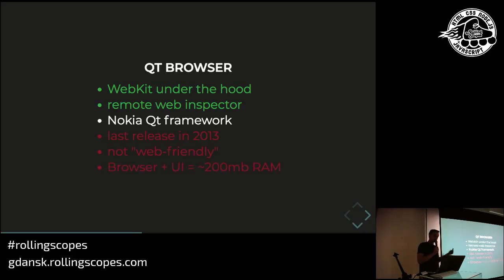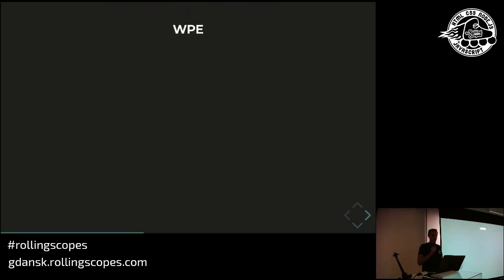And the biggest problem was that the browser plus UI occupied around 200 megs of memory. Just for your understanding, a regular box has around 1 gig. So one fifth was taken just by the browser and the UI, which was of course not really good. But there are several boxes in the field that work with that browser and work quite fine. So the next step of evolution was, as I said, the WPE browser.